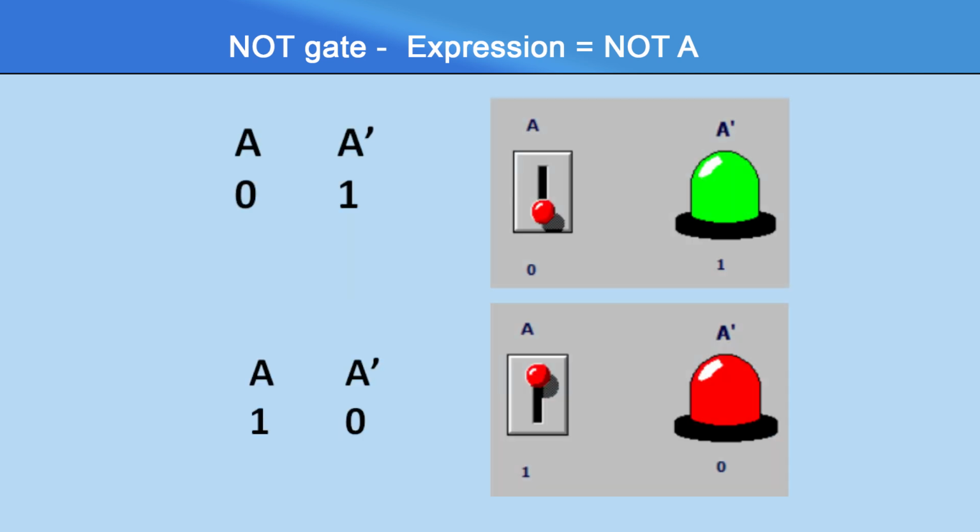Next is our NOT gate. Here we need only one switch and one indicator. It is simple, but the expression will be not A, because we want the vice versa. If our switch is 0, output will be high, and if our switch is 1, output will be 0. So you just have to change the expression in the light wizard or your output wizard.